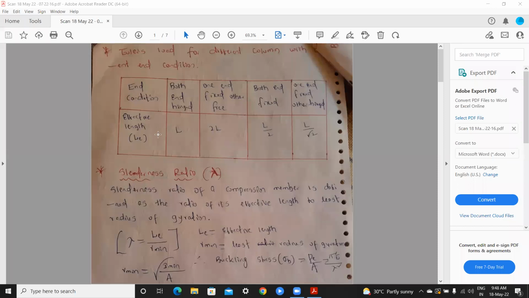When that buckling failure will be there, before the load is applied on that column, the length will be the total length, but after buckling there will be an effective length. So there are different conditions like this.